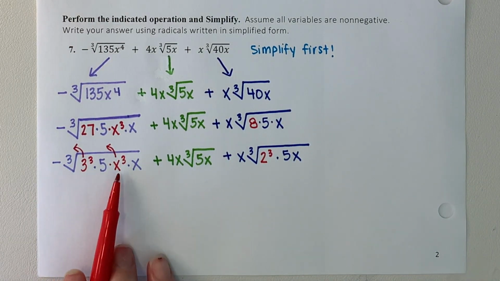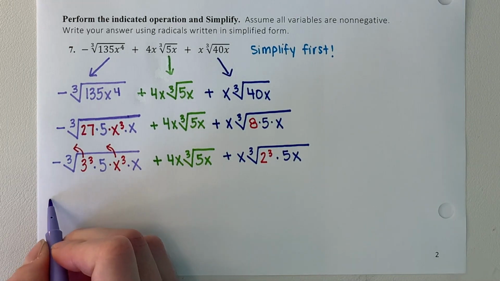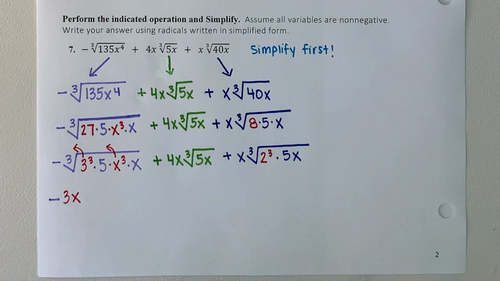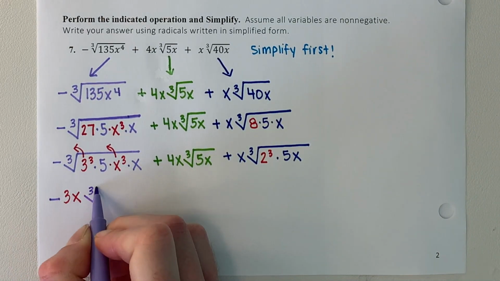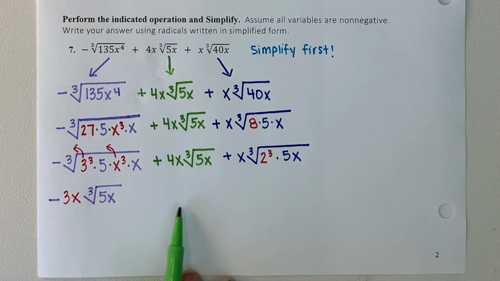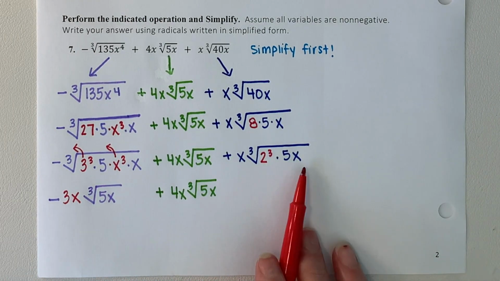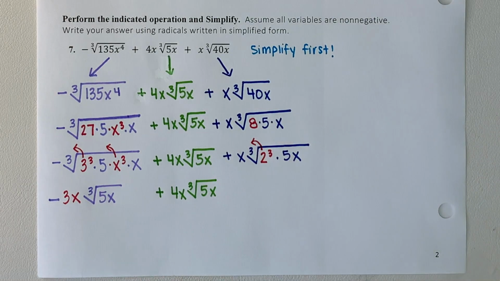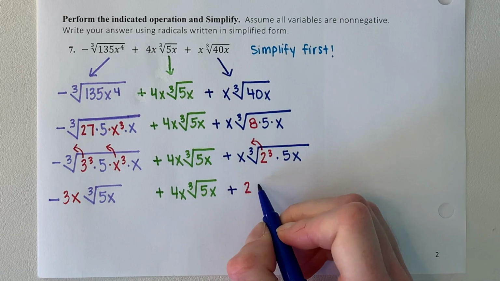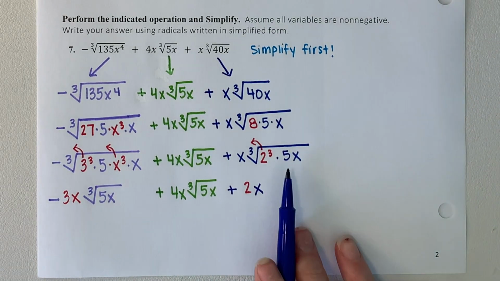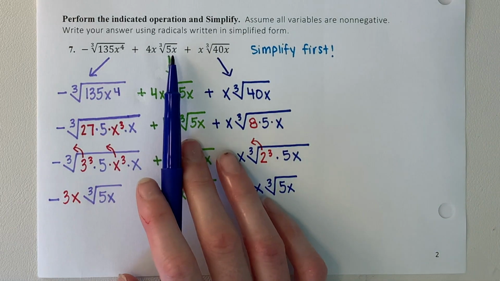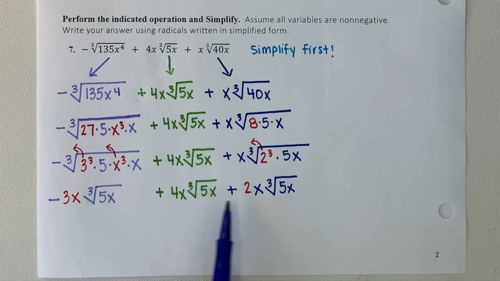Let's pull out the 3 and the x here. That will leave us with the negative 3 and the x that we're pulling out. And underneath the radical, we're left with 5x. This green radical expression couldn't be simplified, so we'll just carry it down. And for this radical here, we'll pull the 2 out of the radical. That will leave us with the 2 that we're pulling out times the coefficient x. And all that's left underneath the radical is 5x. Now, we've simplified these radicals as much as we possibly can.